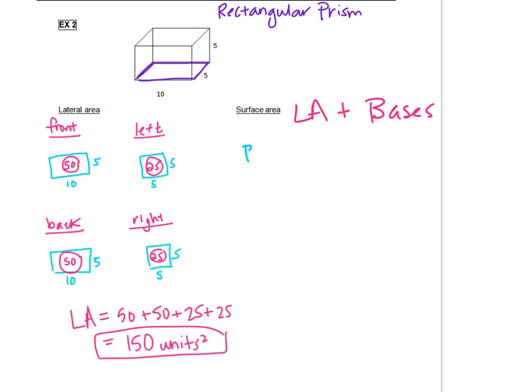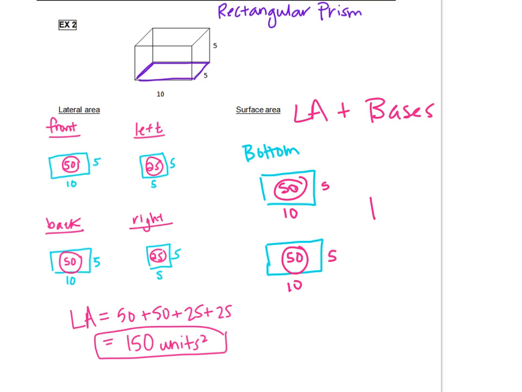So we've got the bottom base, that's the one that I have in purple. So the bottom we can see is 10 by 5, giving us 50. Well, guess what? The top is congruent. Remember, prisms have congruent bases, so that's 10 by 5 also, giving us an area of 50. So the area of the bases, 50 plus 50 is 100.